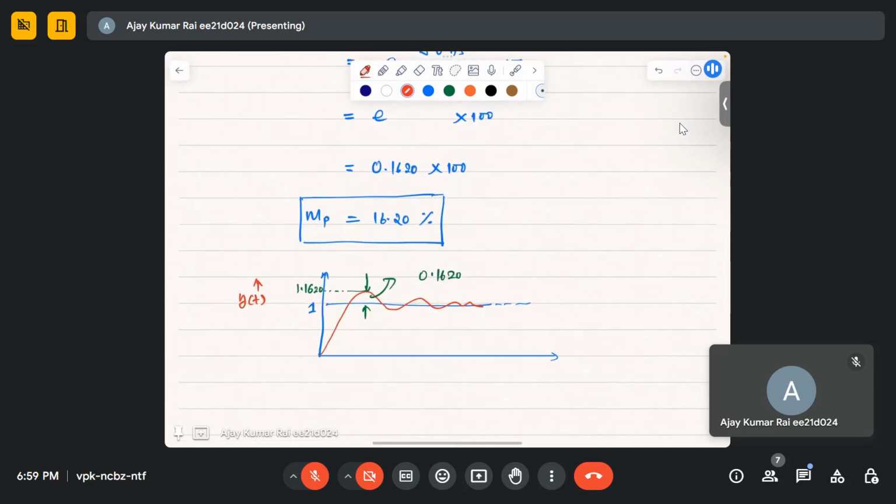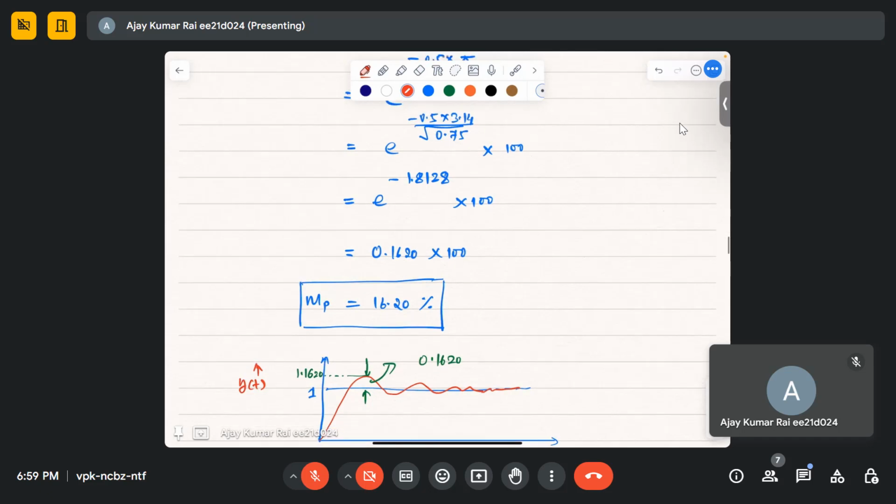In terms of absolute values, I have drawn the waveform and shown you how the response looks. At infinity, y of t will become 1, right? And in the first peak, what will be its value? It will be 1.16. It will be 16.3% extra.